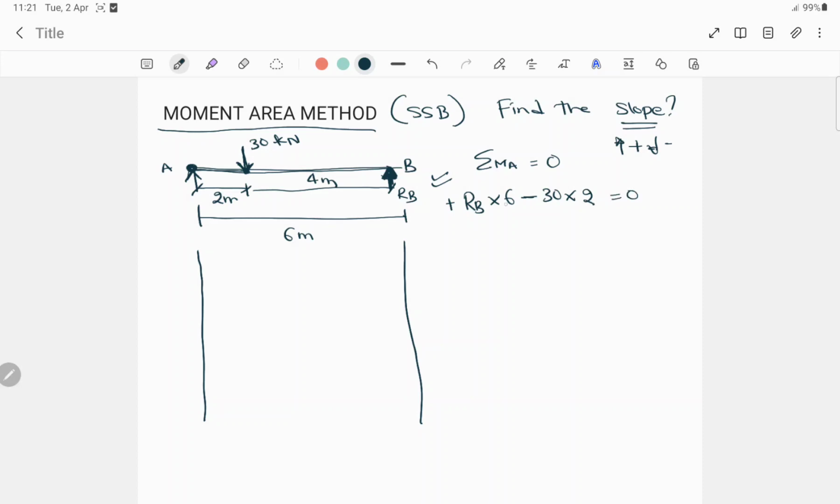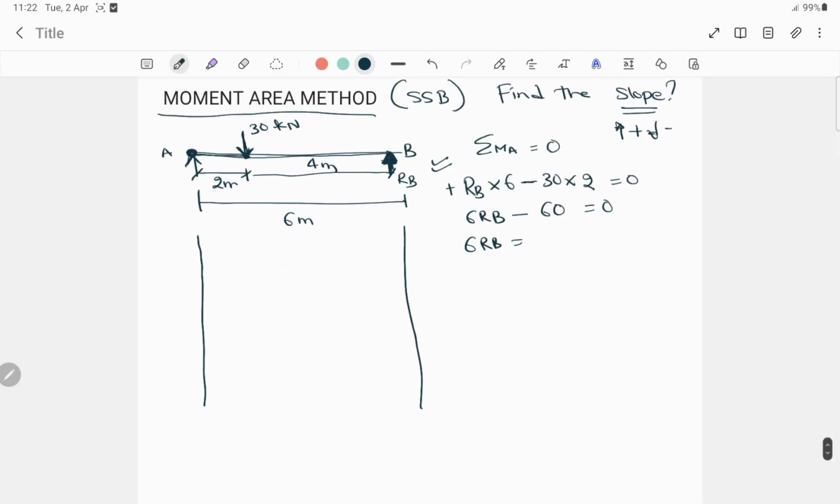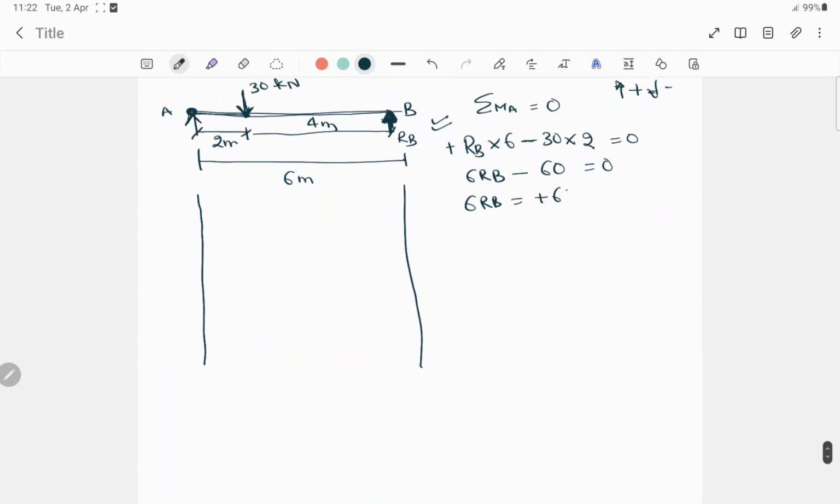Now we have to simplify it. 6 RB minus 30 into 2, which is 60, is equal to 0. So 6 RB, and if we shift this value to that side, it will be positive 60. Now we can easily get the RB value from here, that is 60 divided by 6, which is 10. So here the RB value is 10 kilonewton. Now we have this value with us.